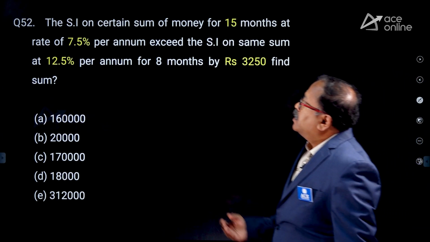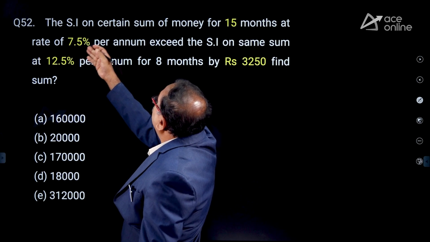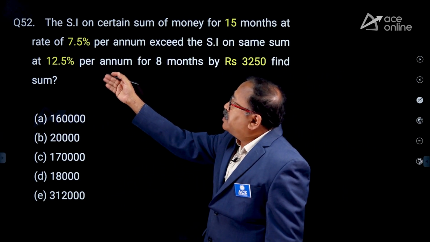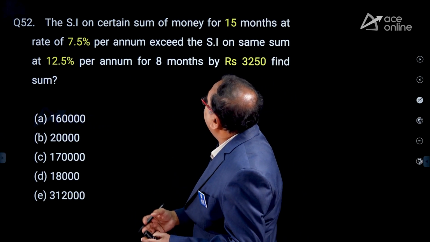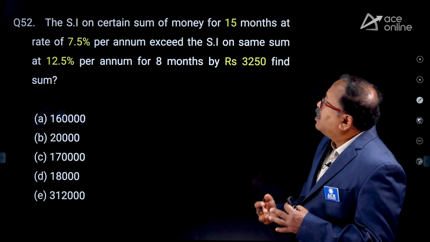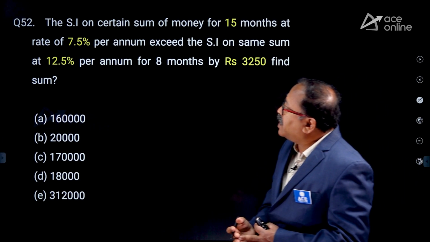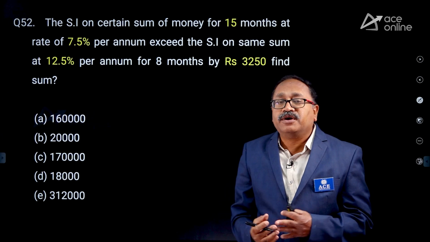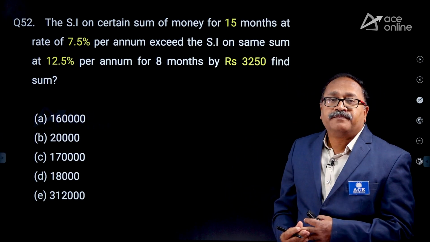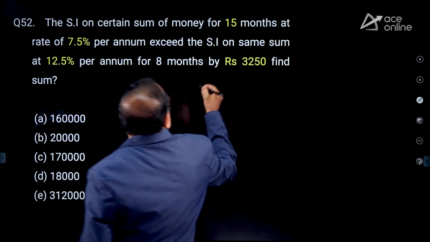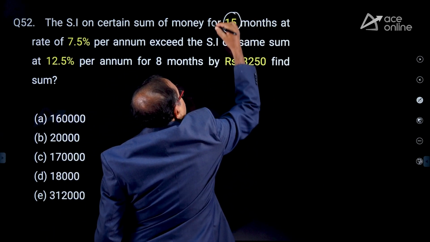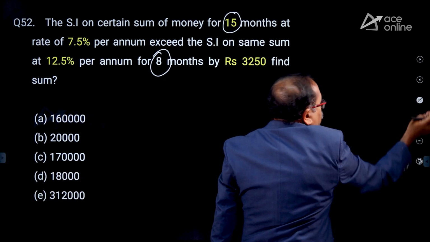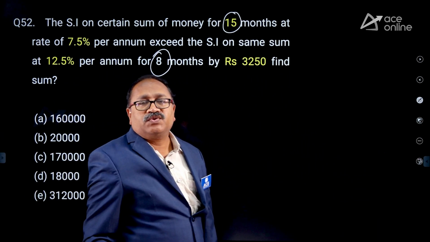Next one. The simple interest on a certain sum of money for 15 months at the rate of 7.5% per annum exceeds the simple interest on the same sum at 12.5% per annum for 8 months by rupees 3,250. Find the sum. So here the only thing you need to notice is the months. Time is given in terms of months, okay, or else the question is very easy.